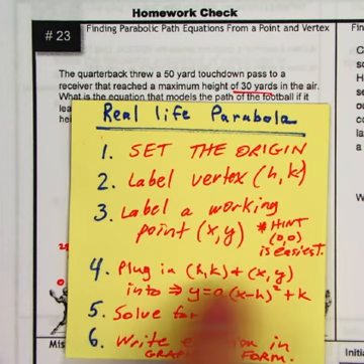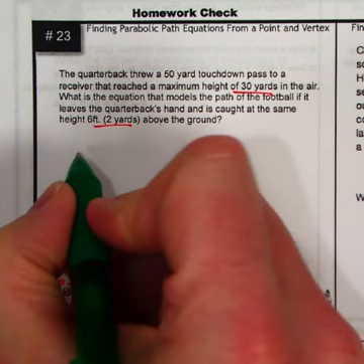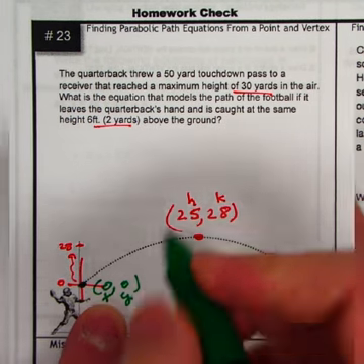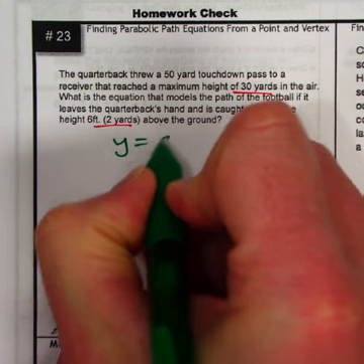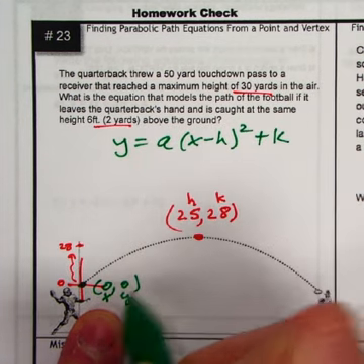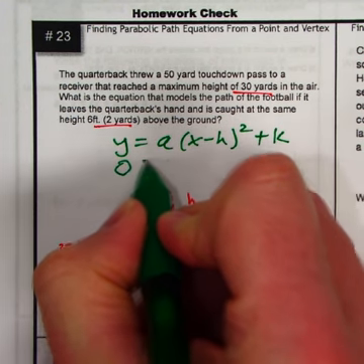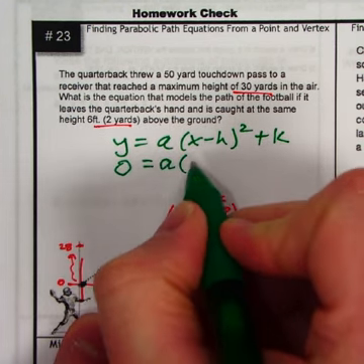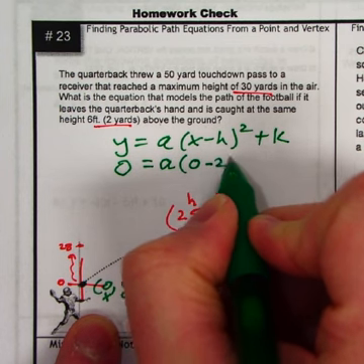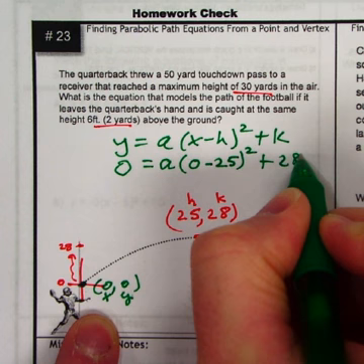Now plug everything into this equation. So when we plug everything into that equation, we're going to end up with this. Here, it's this equation, y equals a times x minus h squared plus k, and now I'm going to plug in the 4 numbers that I have. The y is 0, the a is what we're solving for, the x is 0, the h is 25, squared, and then plus 28 is our k value.